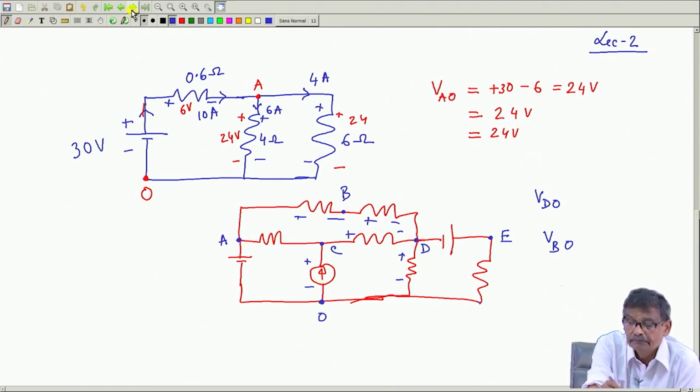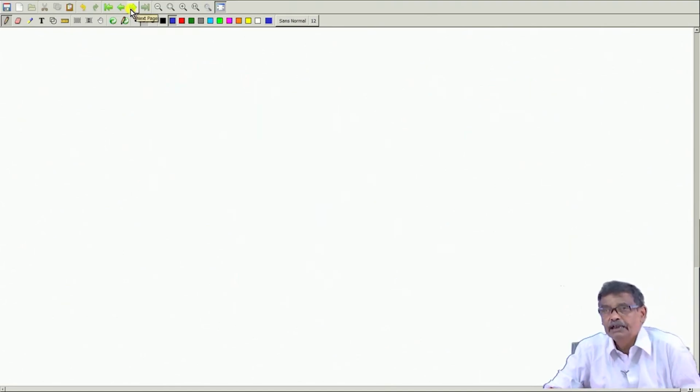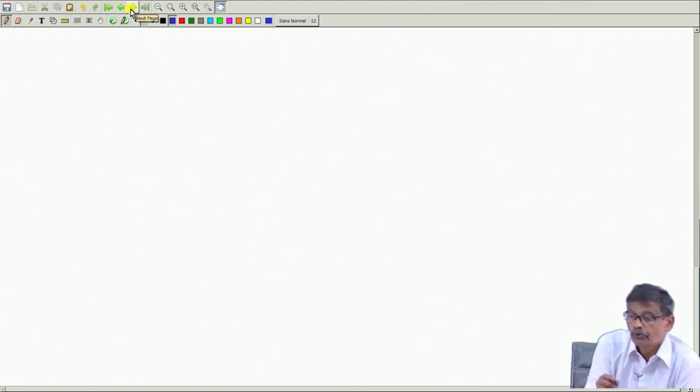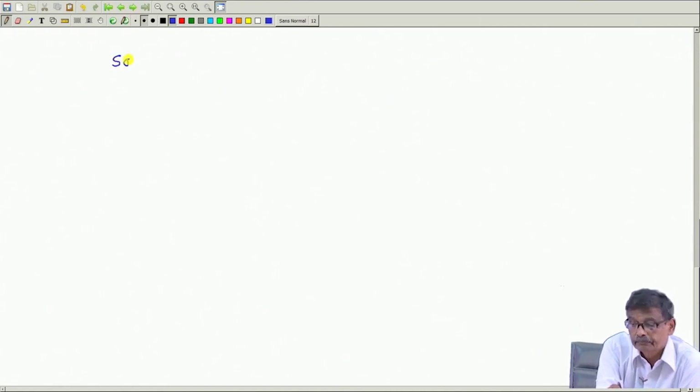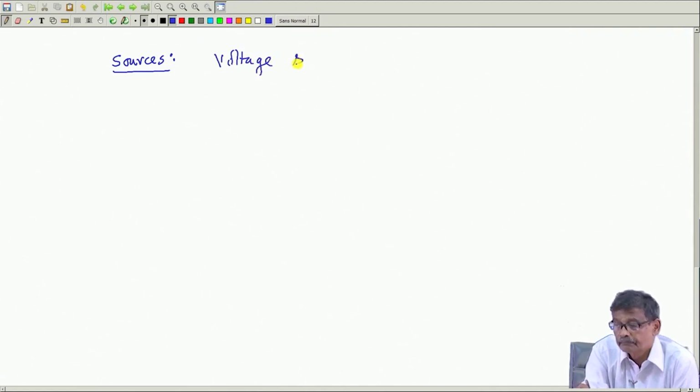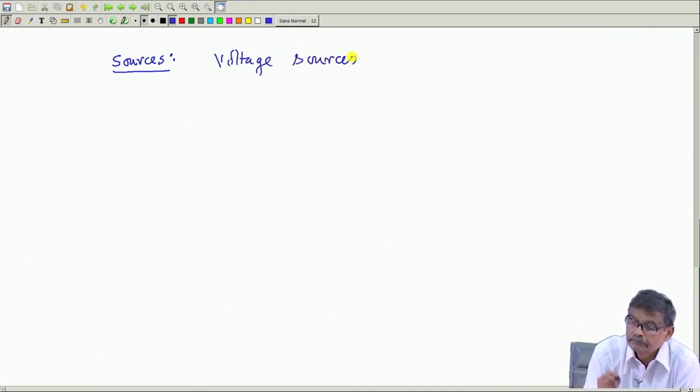Now I will tell you something about the sources before I take up the circuit elements R, L and C separately. Sources. As I told you, sources may be voltage sources or they may be current sources.